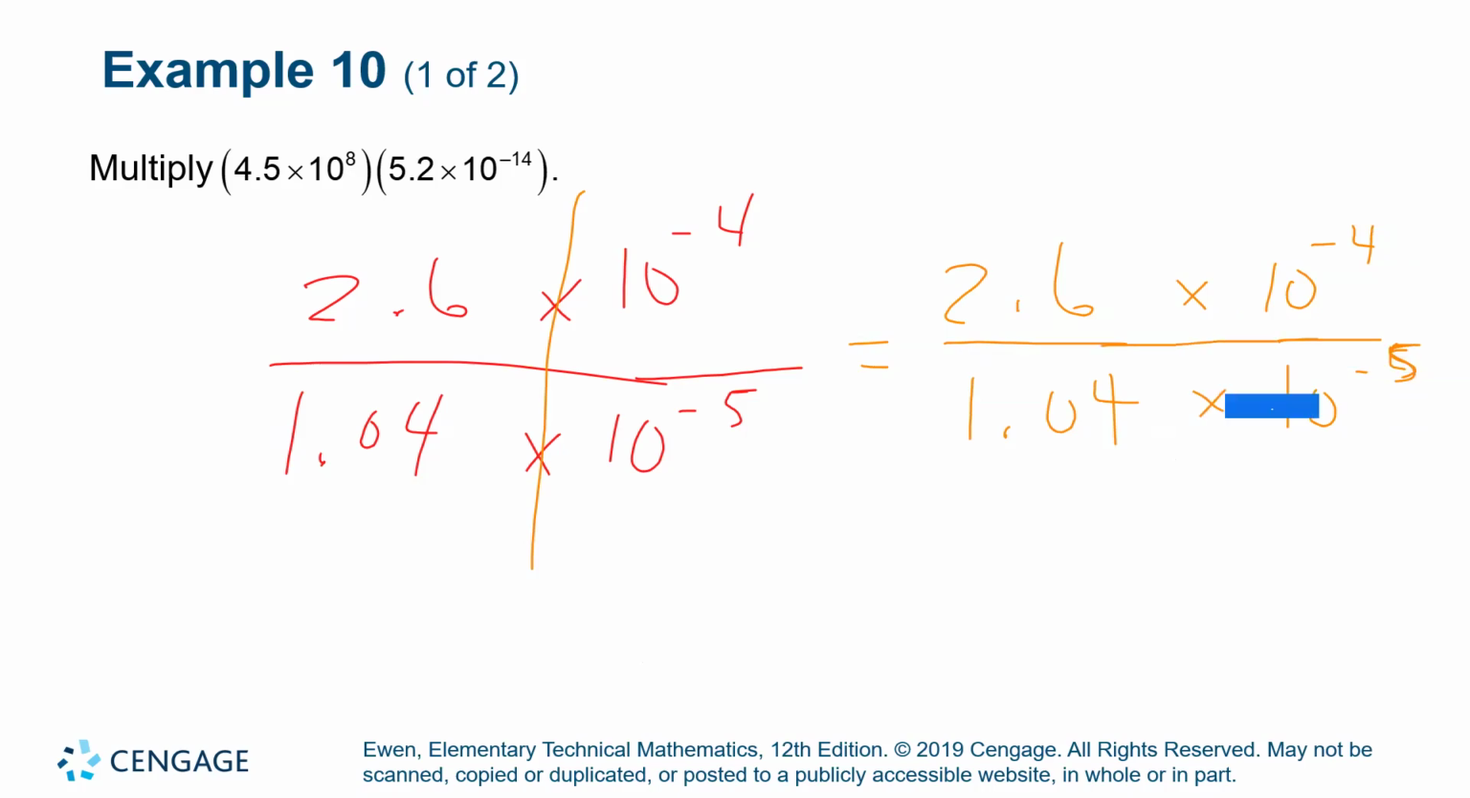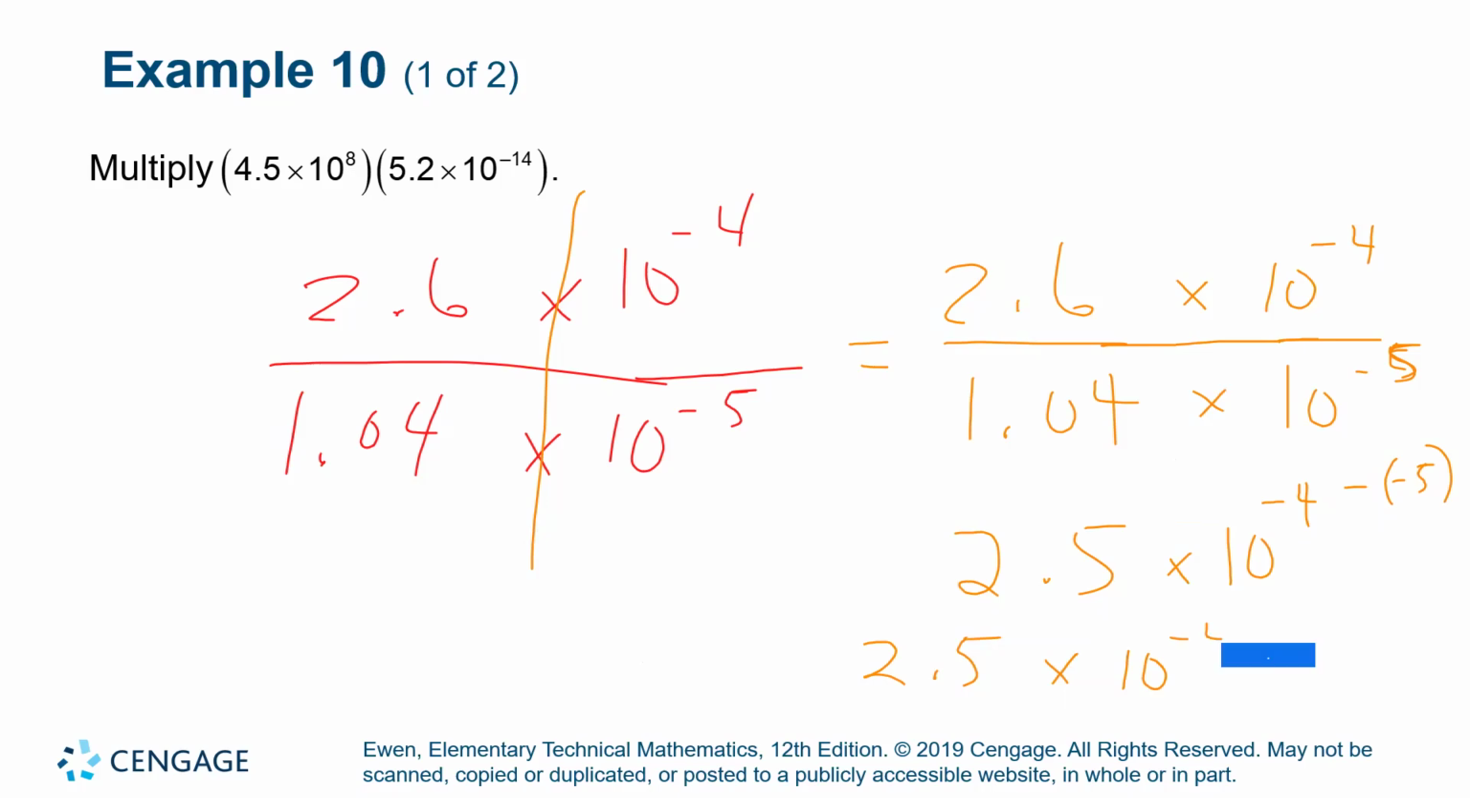You divide them. So you go to the calculator and do 2.6 divided by 1.04, and that gives me 2.5 times. Now you're going to use the quotient rule. Negative 4 is dividing, so you do minus negative 5. Minus because it's a quotient rule. So I have 2.5. The good thing is that 2.5 is already in scientific notation, times 10 to the power negative 4. Negative times negative is positive, so you've got a plus here. So this gives me 2.5 times 10 to the power negative 4 plus 5, which is 1. And that's it. It's in scientific notation now.